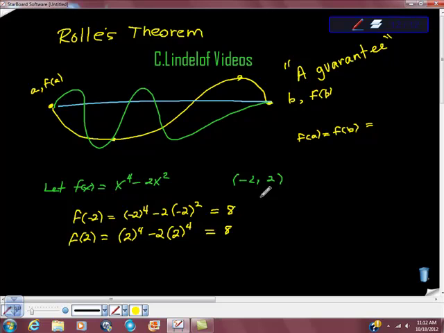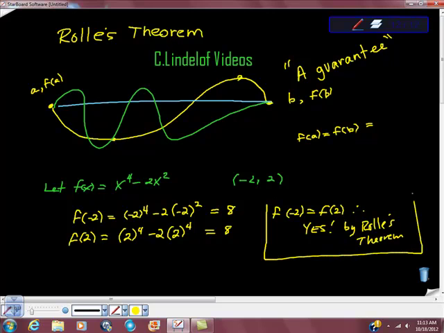So now to declare that I'm going to use Rolle's theorem, I'm going to say this. I'm going to say f of negative 2 is equal to f of 2. Therefore, yes, by Rolle's theorem. And it may be on the AP exam, on a free response, that all they ask you is is there a guaranteed value? Not what is the guaranteed value. And if the question is is there one, then you can stop right here. And you can say, yeah, f of negative 2 is equal to f of 2. Therefore, yes, by Rolle's theorem.